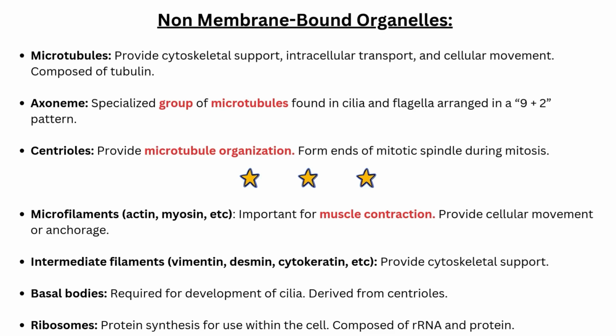Then we have intermediate filaments like vimentin, desmin, cytokeratin. Basically, vimentin is found in connective tissues for cytoskeletal support, and desmin is found in skeletal muscle fiber for its support. And cytokeratin is also responsible for cytoskeletal support, and it is found in the epithelial cells. Then we have basal bodies, which are derived from centrioles, and they are responsible for development of cilia.